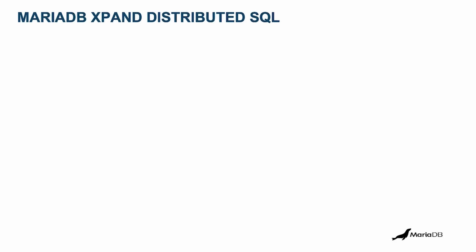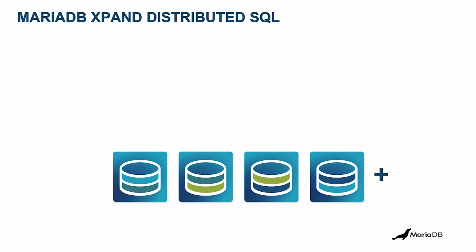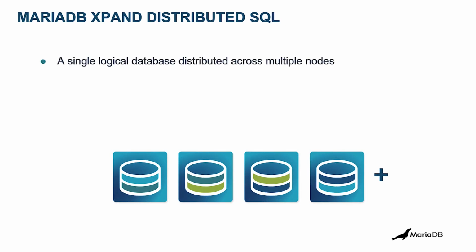MariaDB Xpand is distributed SQL. So it's a single logical database distributed across multiple nodes. And although the data is distributed, you can connect to any node in the system and access the data like it's a single monolithic database server, but with all the benefits of sharding.